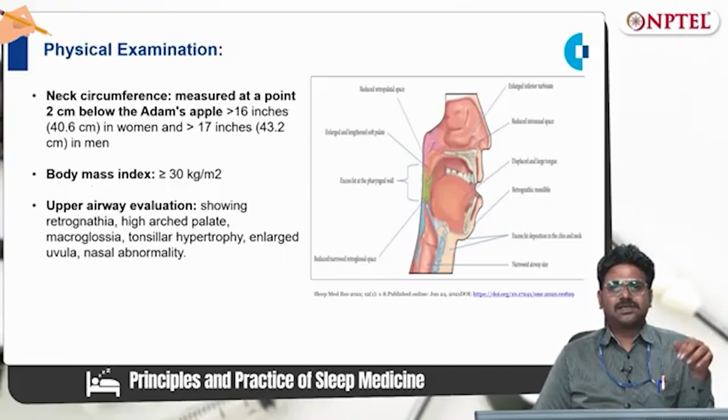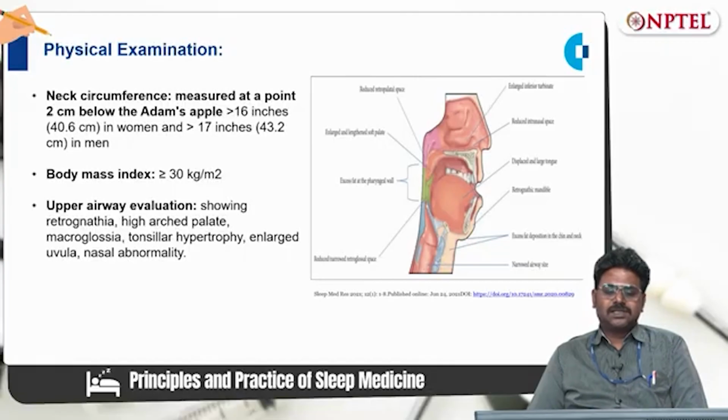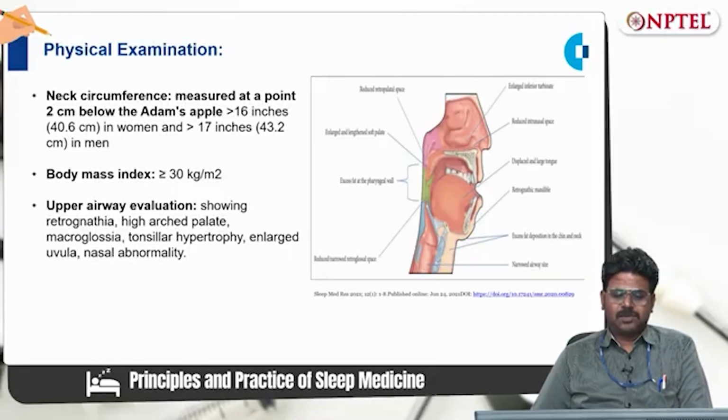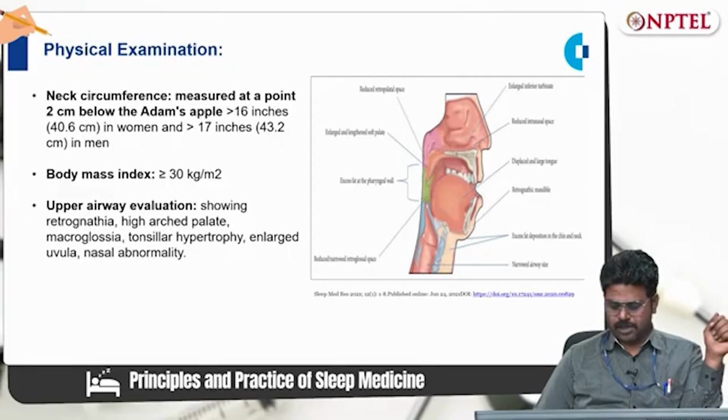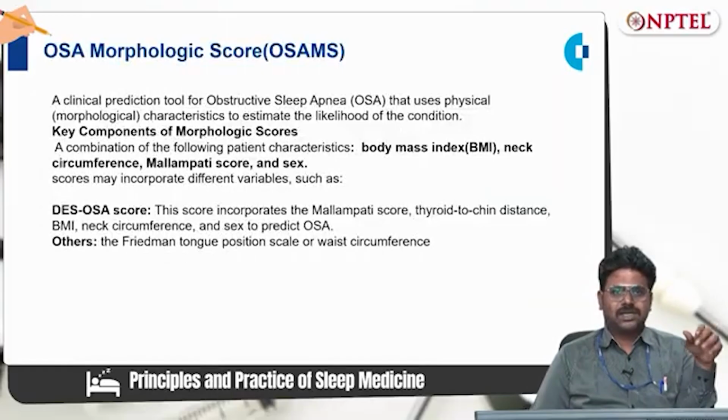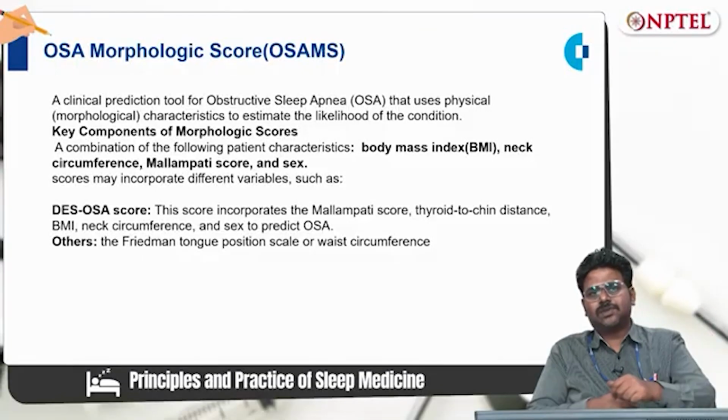Physical examination: neck circumference measured at a point 2 cm below the Adam's apple, more than 60 inches in women and more than 70 inches in men. Then body mass index, which should be more than or equal to 30 kg per meter square in case of OSA patients. Then upper airway evaluation: we have to look for any retrognathia, high arched palate, macroglossia, tonsillar hypertrophy, enlarged uvula and nasal abnormality. The OSA morphologic score is a clinical prediction tool for obstructive sleep apnea that uses physical morphological characteristics to estimate the likelihood of the condition.